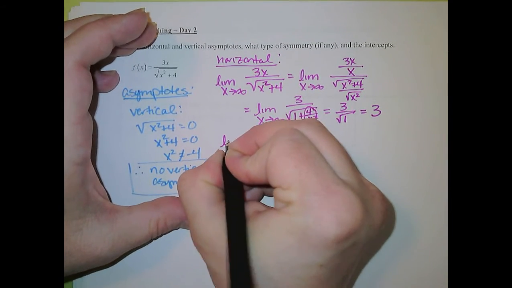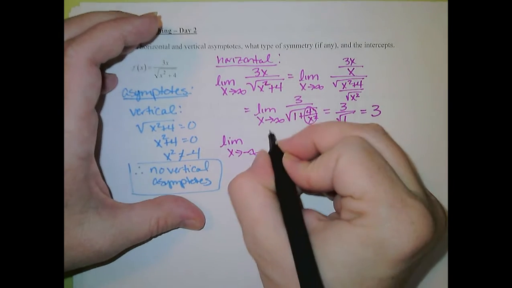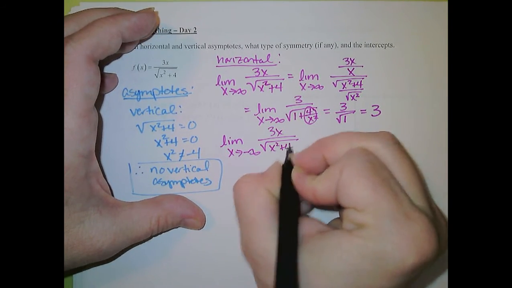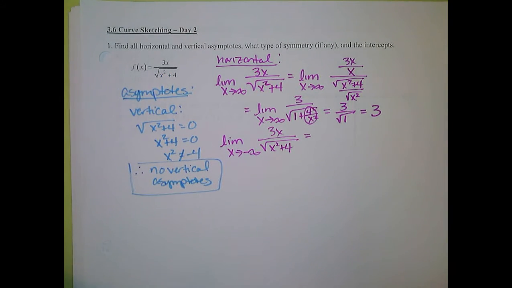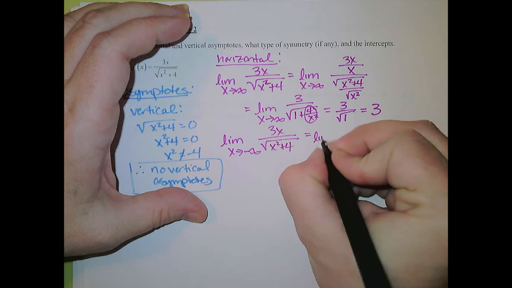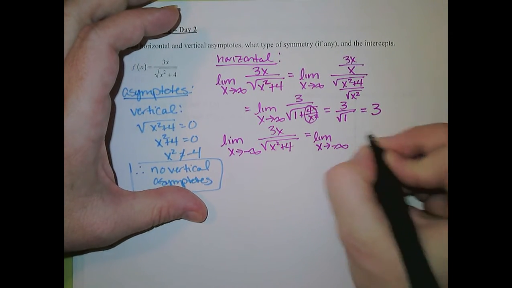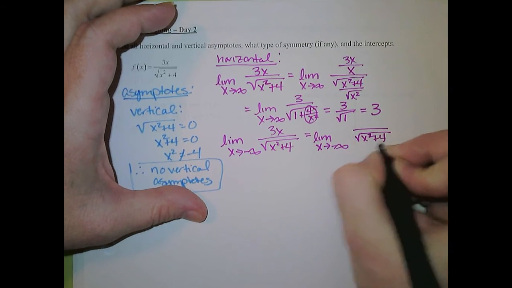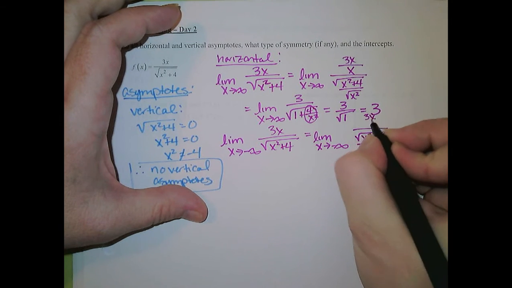We're going to look at the limit as x is approaching negative infinity of 3x divided by the square root of x squared plus 4. And again, I'm going to divide everything by the highest degree of the denominator, the square root of x squared. So I have the limit as x approaches negative infinity. On the bottom, I have x squared plus 4 divided by the square root of x squared. On top, I have 3x divided by the square root of x squared.